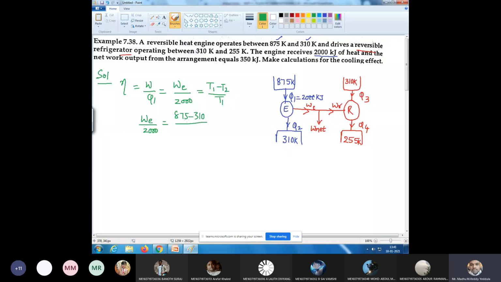Open the calculator. If anyone has a calculator, please operate and tell me. This is T1 temperature, this is T2 temperature, this is T3, and this temperature is T4. What is the value of T1 minus T2 divided by T1? 875 minus 310 is 565, divided by 875. How much is 0.28 into 2000? You will get the work done by the engine.